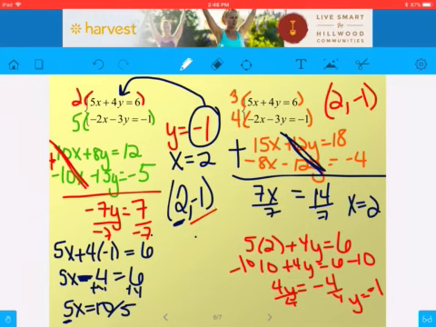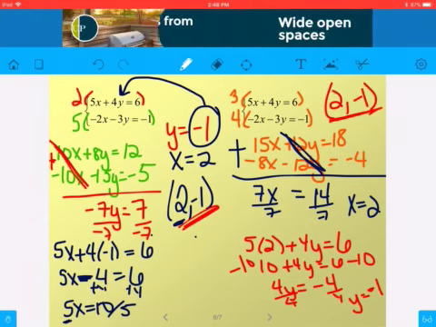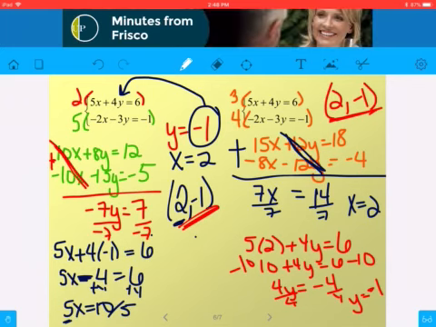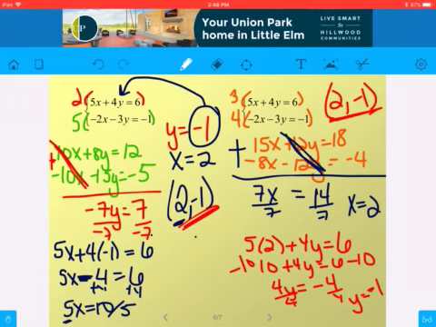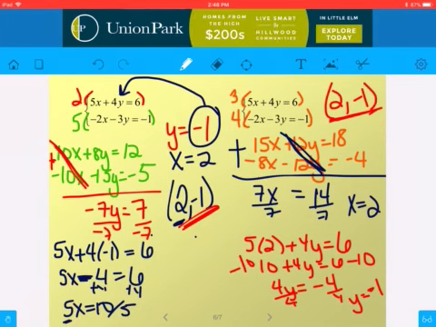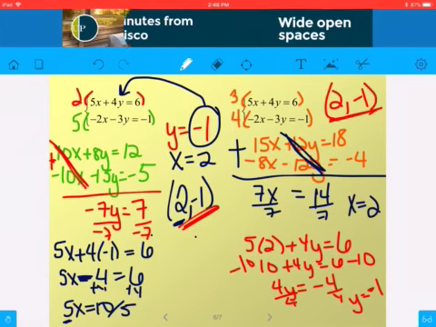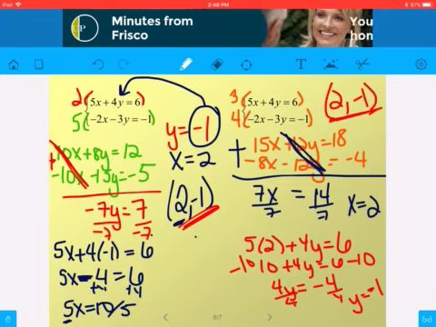I get the exact same answer, but I approached it two totally different ways. So there is not just one right way to solve this whenever you're working these out. You just need to pick a variable and eliminate it from the beginning.